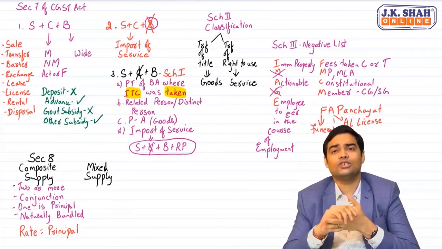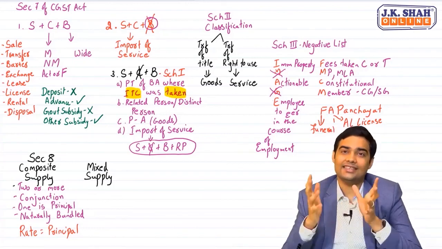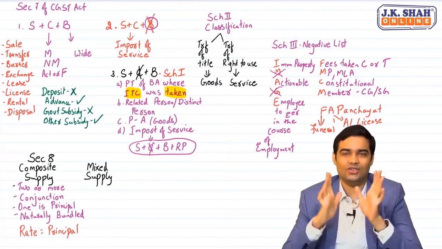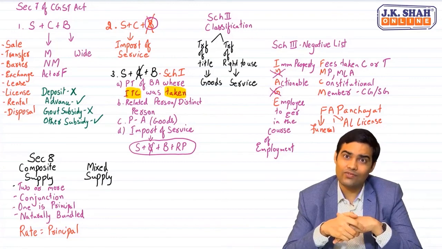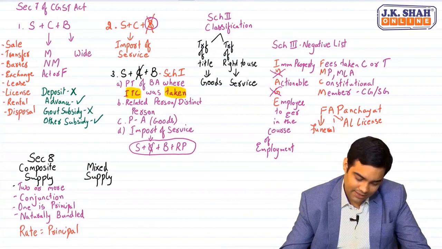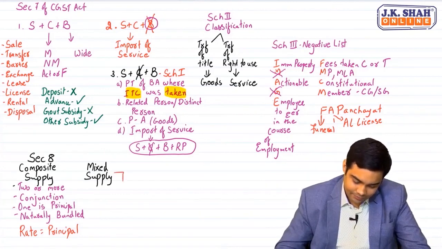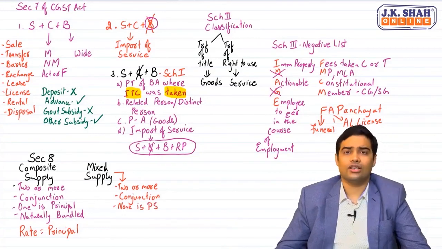But say suppose it is a gift hamper containing chocolates, dry fruits and sweets. In such cases, it is naturally bundled. You see this in the market. But are you able to identify one principal supply out of it? The answer is no. In such cases, we use mixed supply. Now, what does mixed supply say? It starts with 2 or more goods or services supplied in conjunction. None is principal supply. That is, it's not a composite supply.